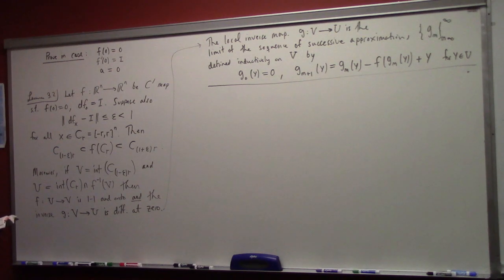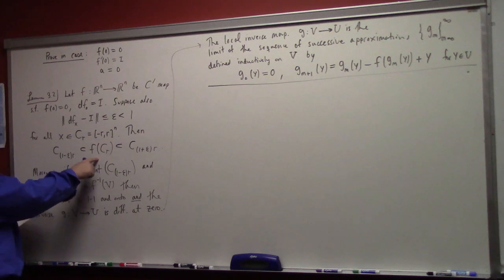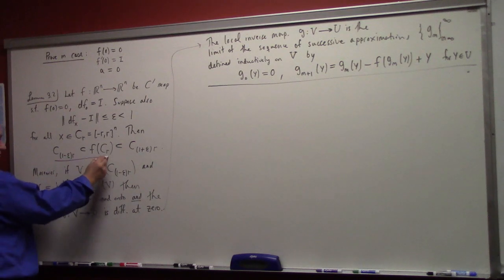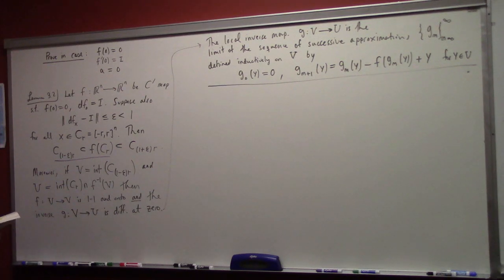He says the sticking point is showing this part: he needs to use the contraction mapping to prove that the 1 minus epsilon times R cube is a subset of the image of that.